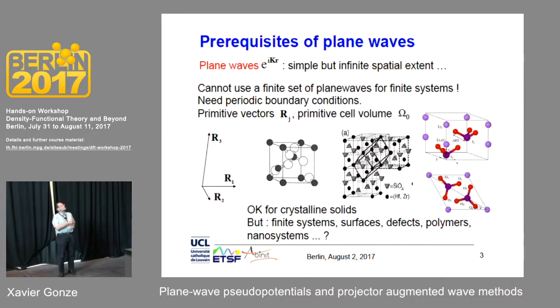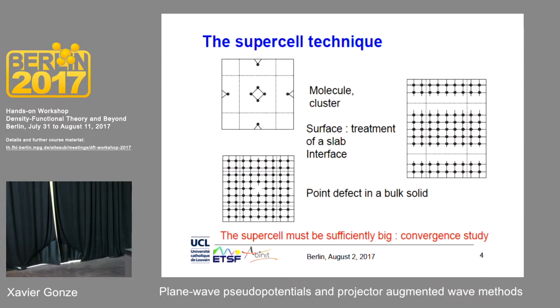We will have some primitive vectors, primitive cell volume, and we will be able to deal with actually quite large cells. Sometimes it's only a few atoms, sometimes we can handle 100, 1000 atoms. That's not a problem. We simply have to rely on a periodic system. Of course, you might say, and this also connects with the previous talk, it's okay for crystalline solids, but what about finite systems, surfaces, defects, polymers, etc.? Well, we will use the supercell technique.